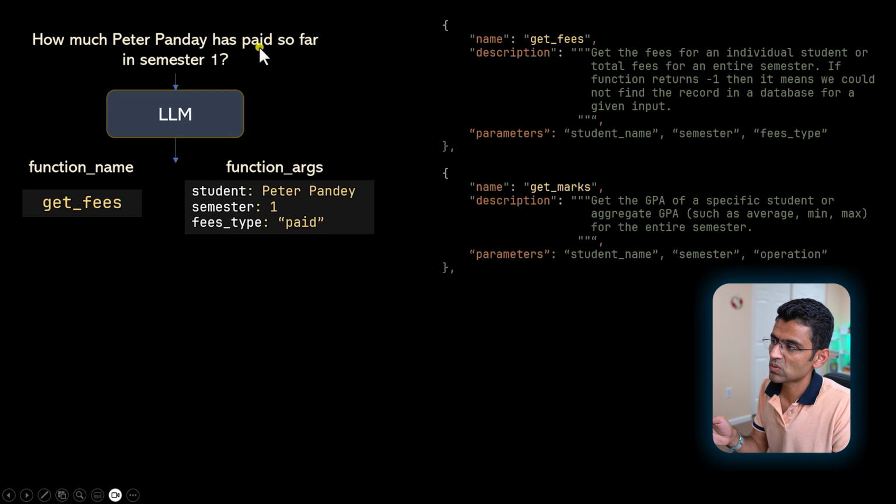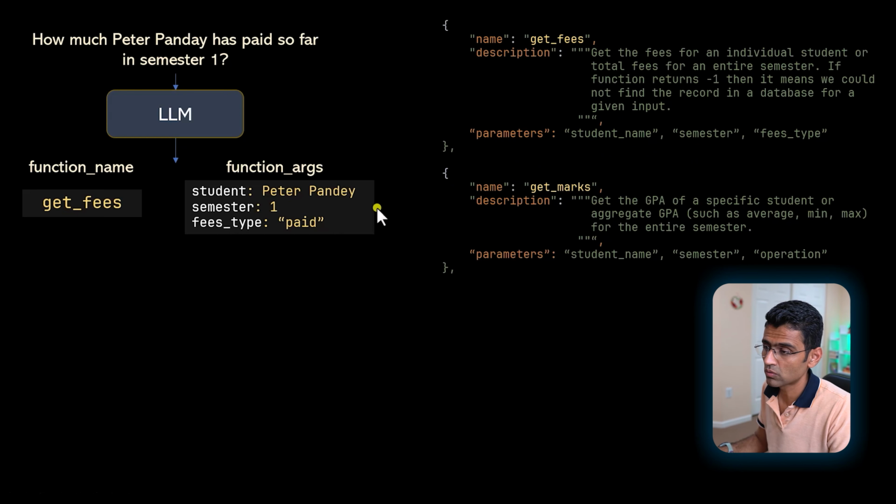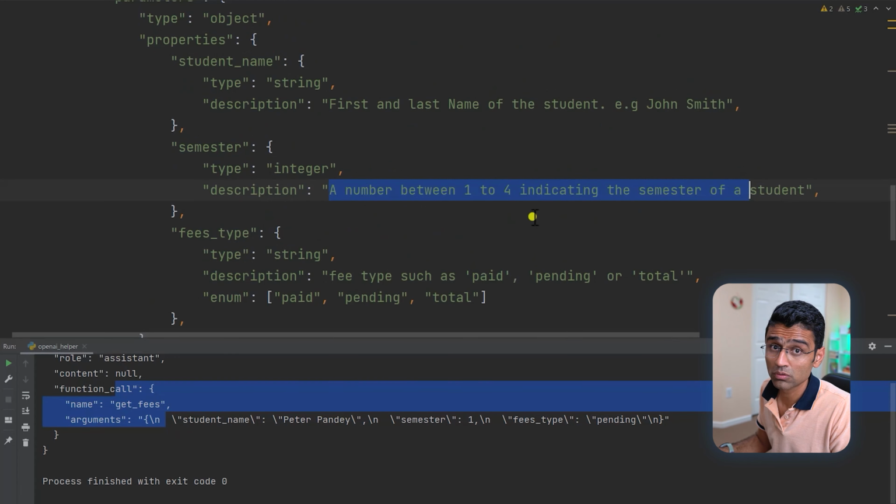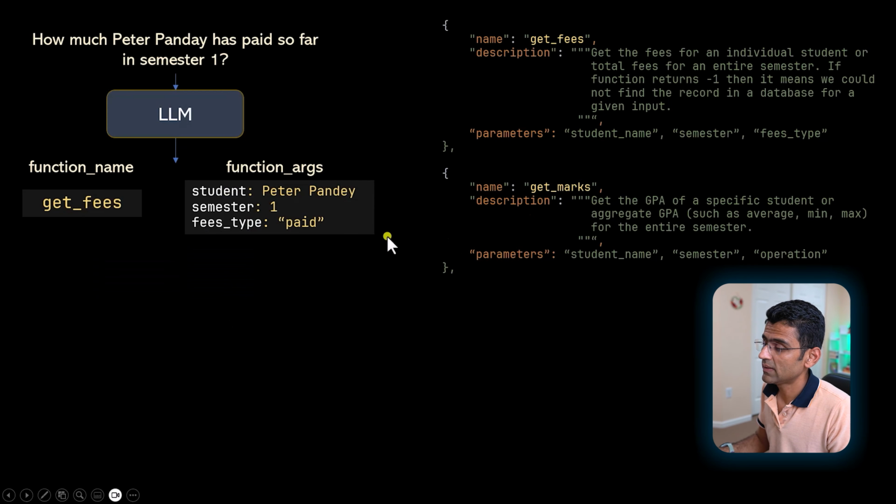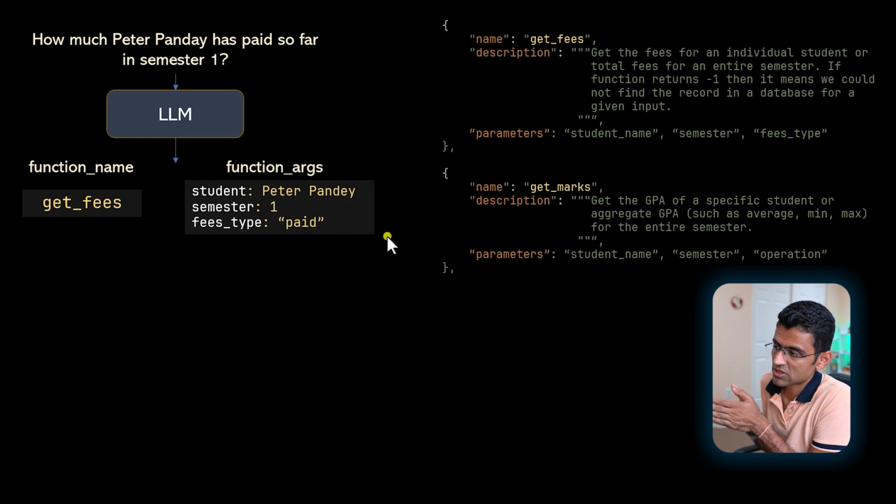See, this question can have how much Peter Pandey is due. If it is due, then it will match to pending. If you say first, then it will match to 1. Why will it match to 1? Because you are saying in semester the values can be 1 to 4. See here, a number between 1 to 4. Once you know the function name and then parameters, then it's easy.